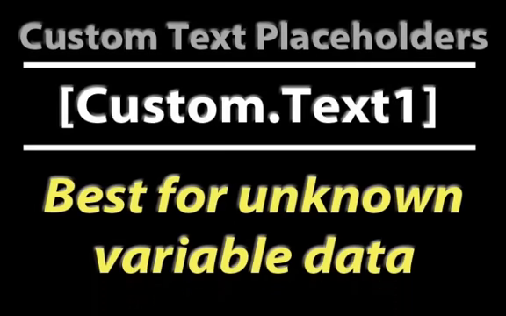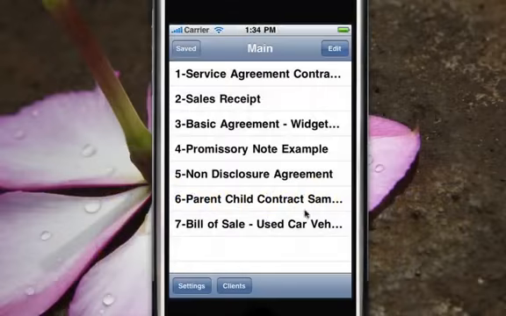Custom text placeholders are perfect for those parts of the contract that require an unknown variable, such as the name of a company, a driver's license number, or temporary contact information. It essentially allows you to hold a space open in the contract that you determine, and then you type it in when you're making your forms. Let me show you an example.